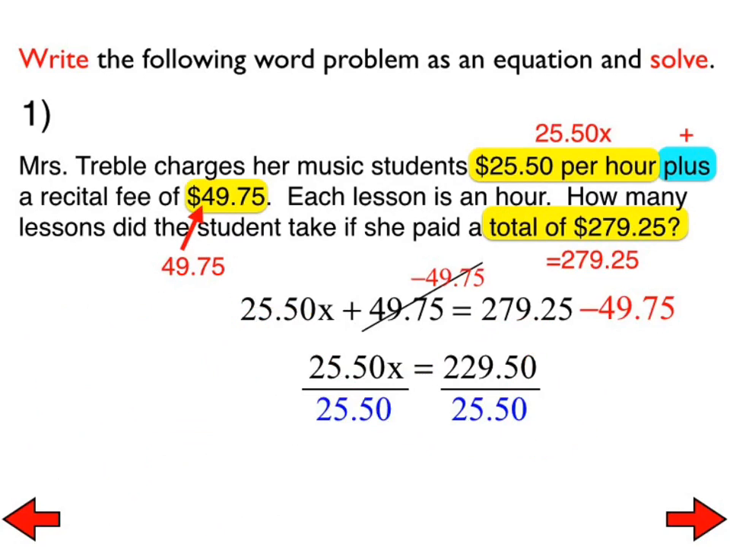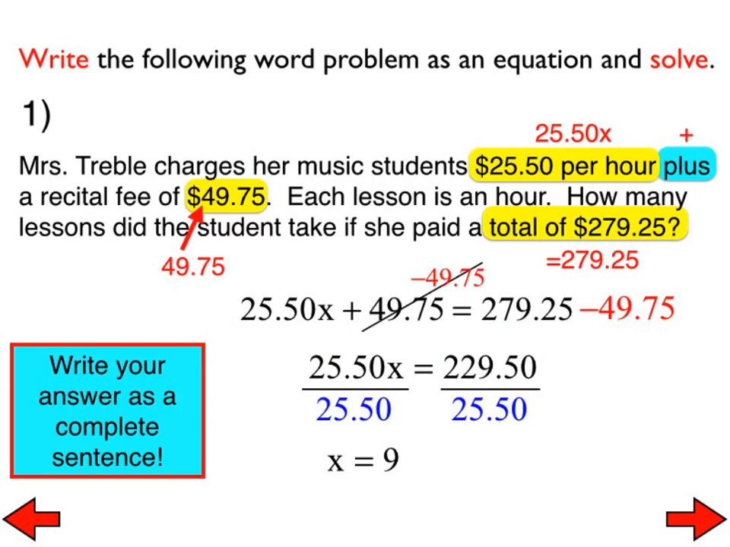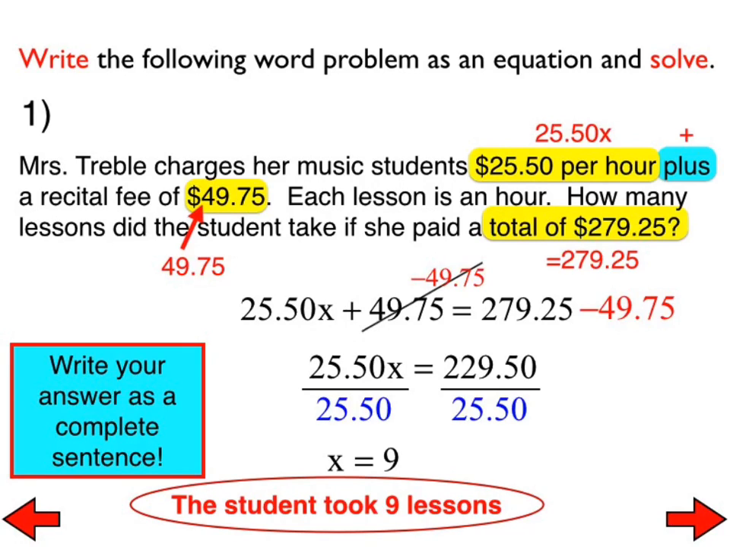So we get x equals 9. We need to answer this as a complete sentence. The question is how many lessons? So the student took 9 lessons. If you did not get that, fix it right now. All right, let's go to number 2. Everybody set up and solve number 2.